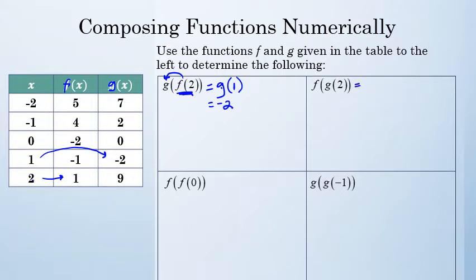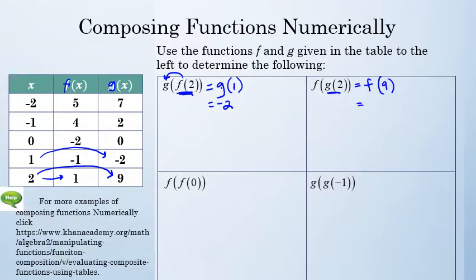Let's look at f of g of 2. So let's figure out what is the output of g when I plug 2 in. So when I plug 2 into g, g spits out a 9. So now we go to f, and we're inputting a 9. Well, I don't have a 9 here for an input value, so that means this is undefined.